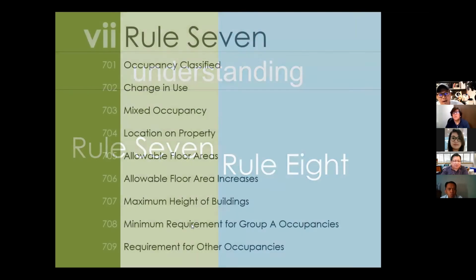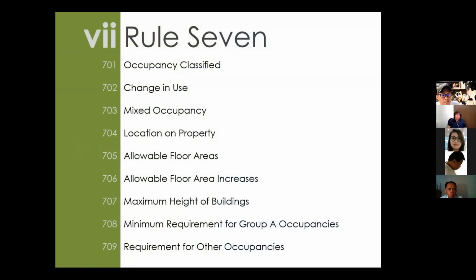Rule 7 talks about mostly occupancy. Every time I look at these laws, I think it's easier for me to understand if I look at what's inside the code. So inside Rule 7, you have the classification of occupancy, changes in use in terms of occupancy, mixed occupancy, location on property, allowable floor areas, maximum height of buildings, minimum requirement for certain occupancies. And later on, we will be doing a bit of computation so that we would be able to use them more practically.